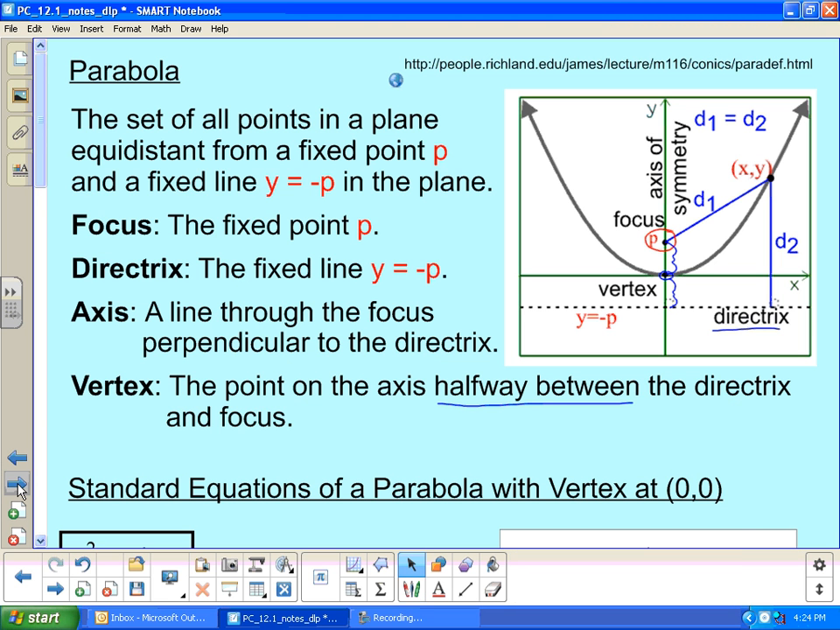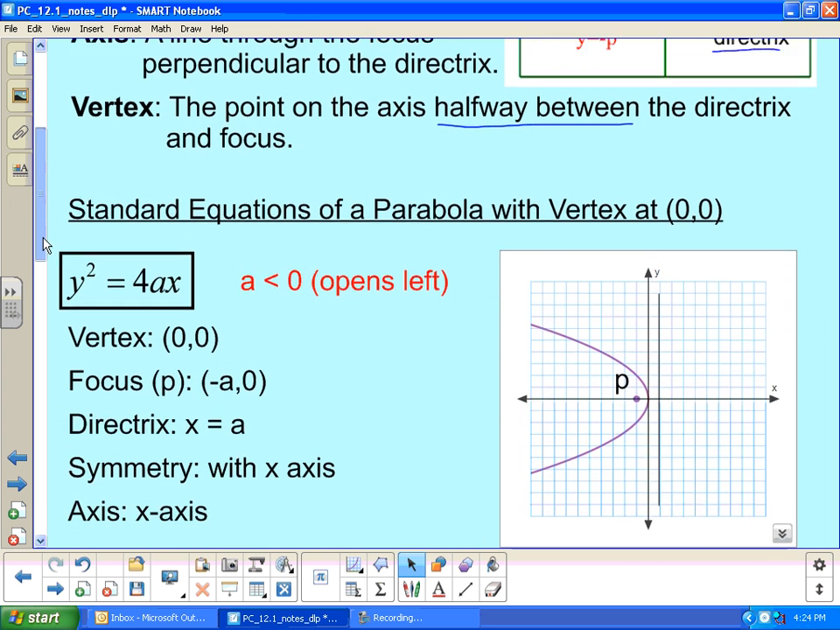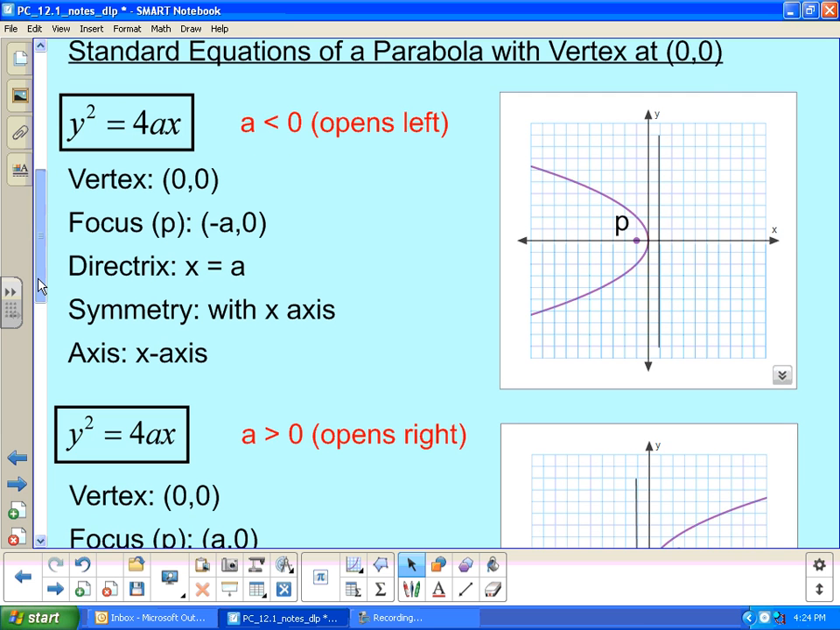All right, I'm going to show you the equations of the parabolas that we're going to consider, and then we're going to take a look at how we get them. So this is our first of our four equations.